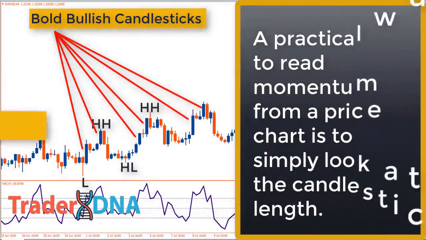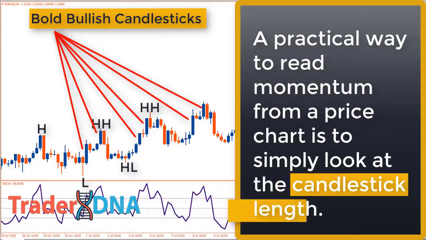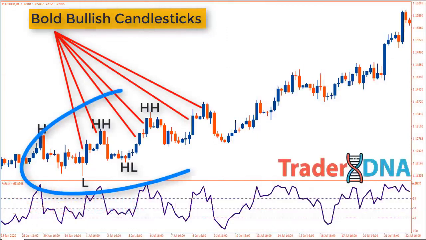In this regard, the momentum trading strategy, besides using the best momentum indicator, also incorporates the price action. A practical way to read momentum from a price chart is to simply look at the candlestick length. What we want to see in an uptrend is big bold bullish candlesticks that close near the higher end of the candlestick. In this example, we have an ideal representation of what we are looking for. The upside price movement is preceded by big bullish candlesticks. This confirms the momentum behind the trend.